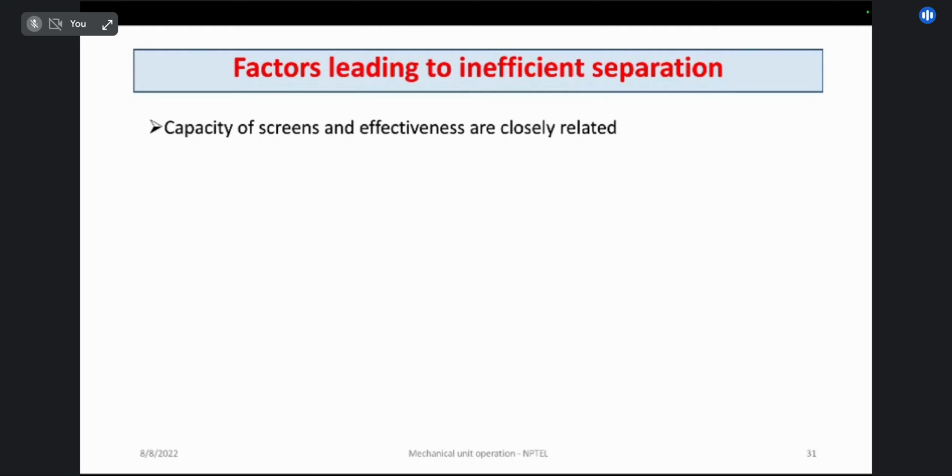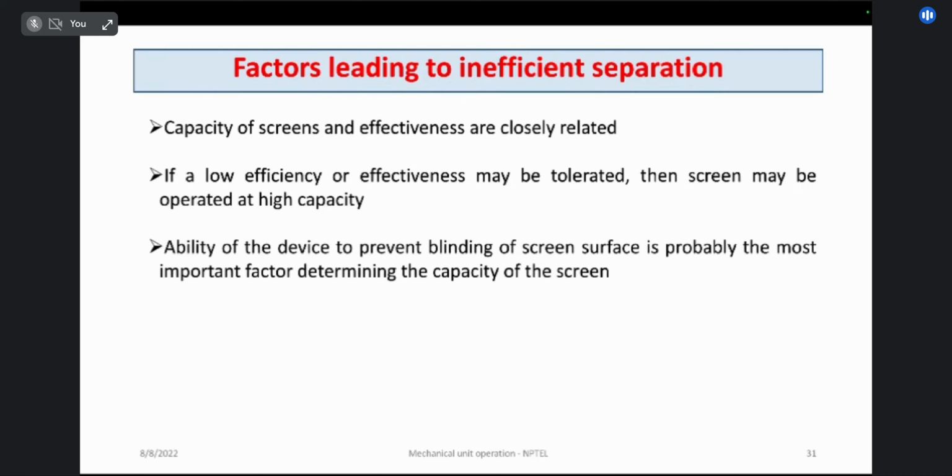So capacity of screen and effectiveness are closely related. You need to understand capacity is always closely related to effectiveness. If the capacity is more or less, it directly affects the effectiveness of the operation. So if a low efficiency or effectiveness may be tolerated, then the screen may be operated at high capacity. If you have a very high capacity operation and you are overflowing your material onto your screen, then there are major chances of getting low efficiency or effectiveness.